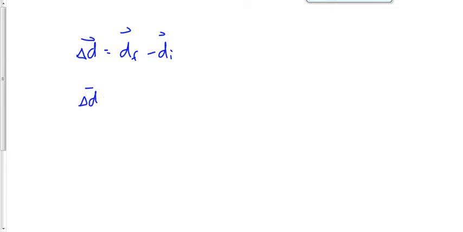What if I have displacements though? What if I said I walked 5 meters to the north and then I walked 10 meters to the north again? How would I find the displacement then? I'm going to add them up, right? So it's going to be delta d1 plus delta d2.